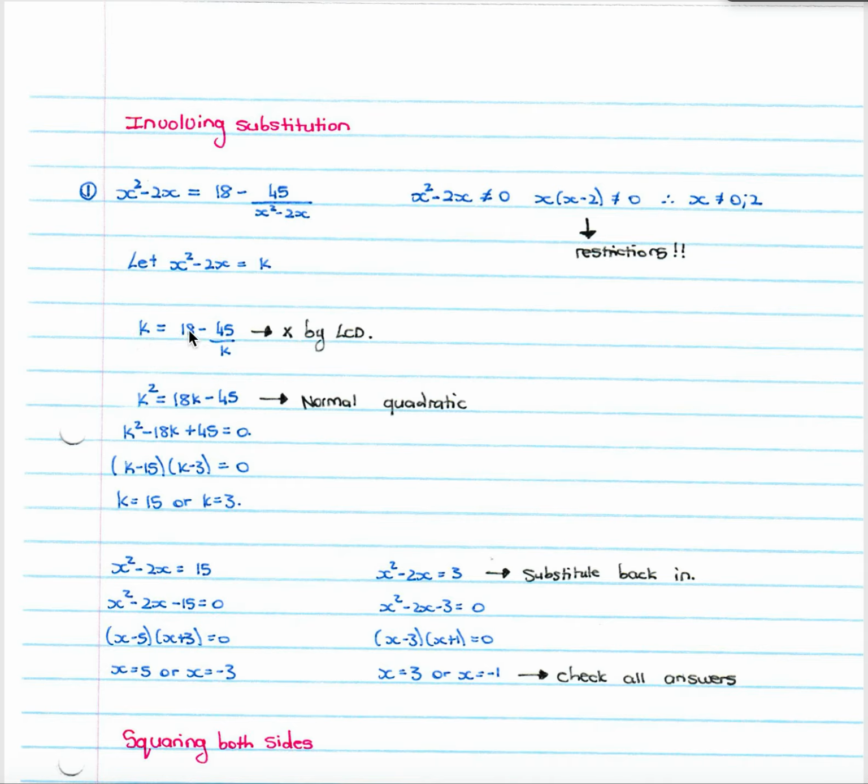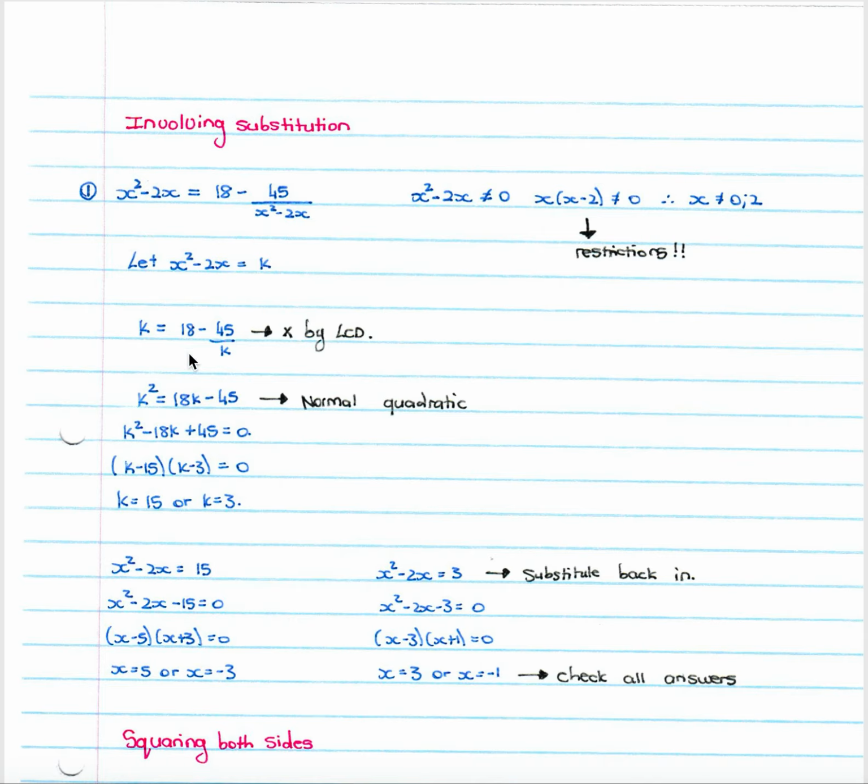Next, we will look at how we do the substitution. So you need to take the x values that are going to give you an x to the 4 and substitute them. So in this case, we're going to say x squared minus 2x, your LCD, is going to equal k. We are substituting x squared minus 2x for k. Now it's k equals 18 minus 45 over k. Now you times out by your LCD, which is k, and get a normal quadratic, being k squared minus 18k plus 45. Solve that, factorize, and you get k equals 15 or k equals 3.